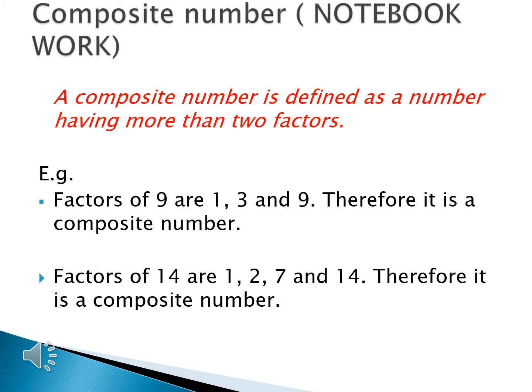Similarly, if you look at the factors of 14, it is divisible by 1, 2, 7 and 14. So there are four factors, more than 2. Therefore, 14 is a composite number.